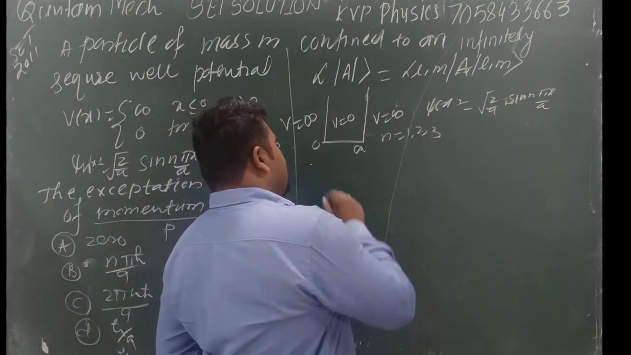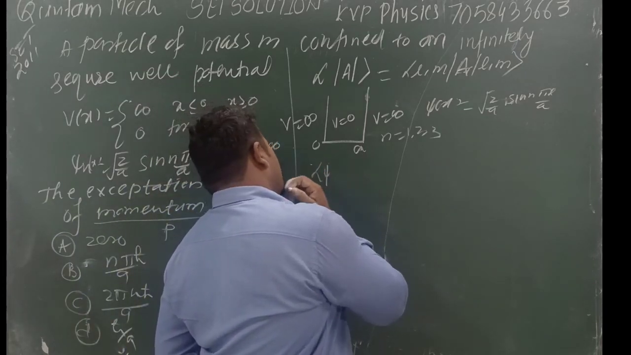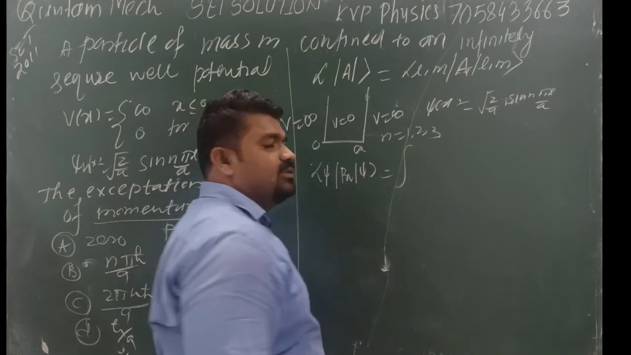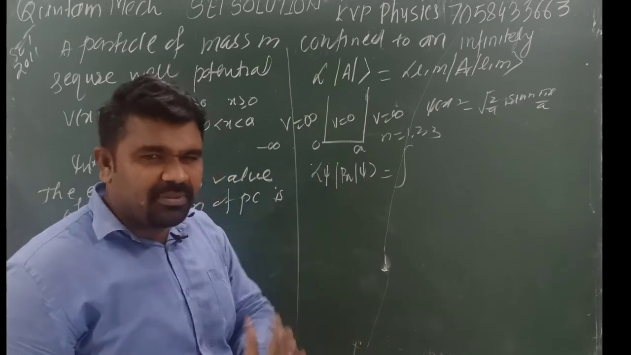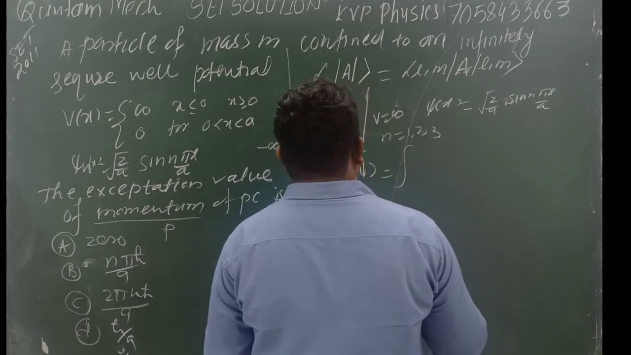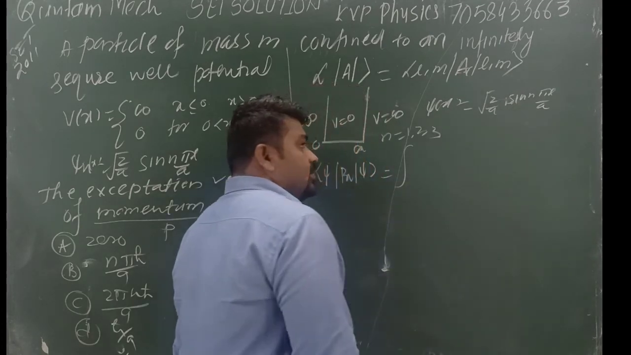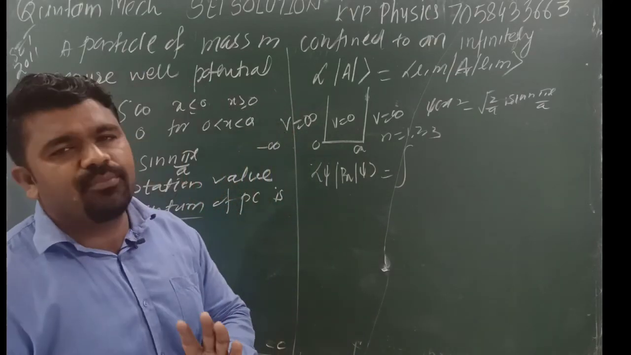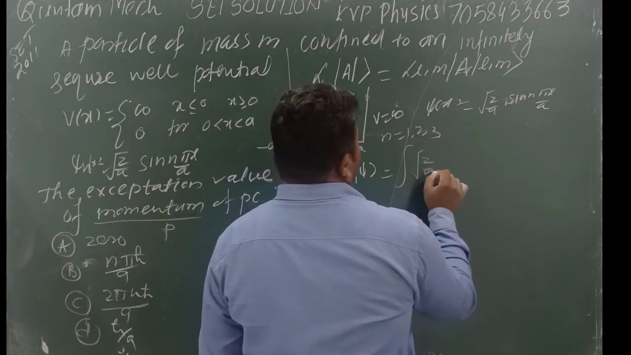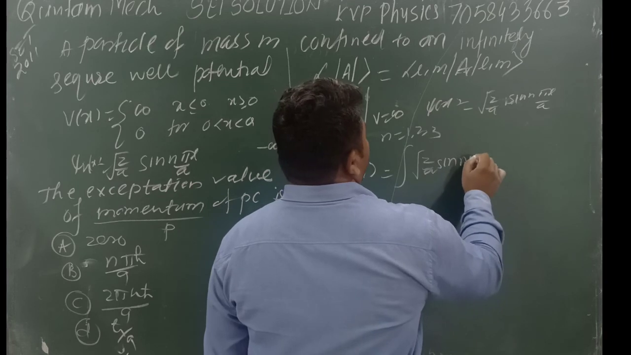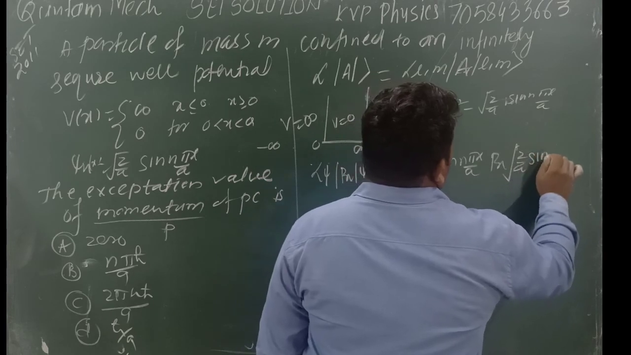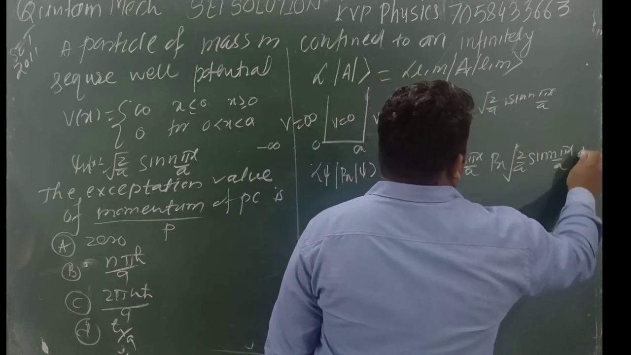Now, let us find the expectation of px, which is the integration of psi star px psi. Here psi is a real function, so psi and psi star are both the same. So psi star is root 2 upon a sin(n pi x upon a), then px, into root 2 upon a sin(n pi x upon a) dx.